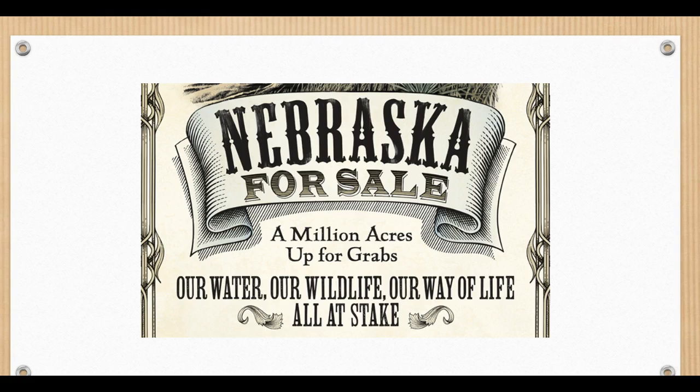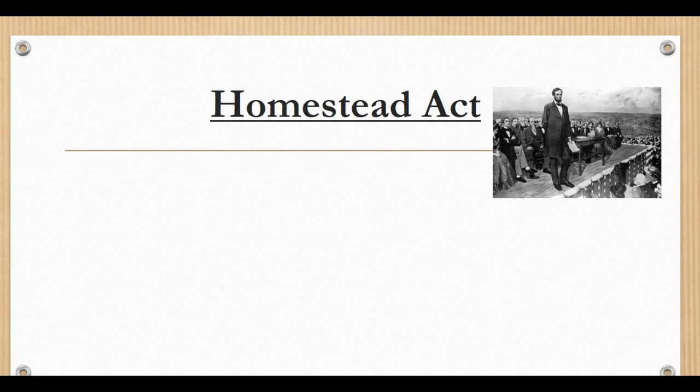Now, the Homestead Act is the first one that we are going to be talking about. And this graphic shows that in the western part of the United States, and the West was anything west of the Mississippi River, that there was this land that was up for grabs, as you can see right here, 1 million acres up for grabs. Now, it says our water, our wildlife, our way of life, all at stake. And so we're going to talk about what that means exactly on the next slide.